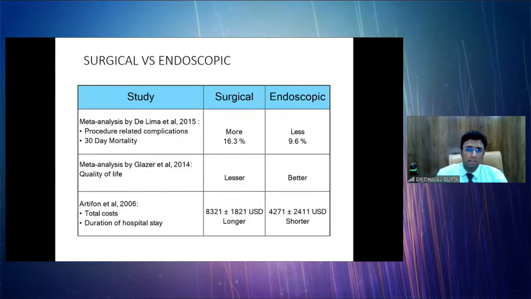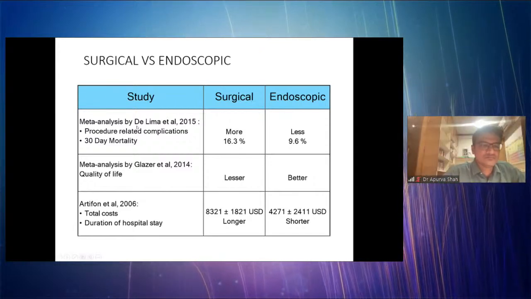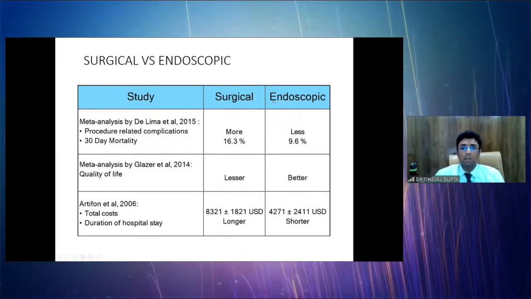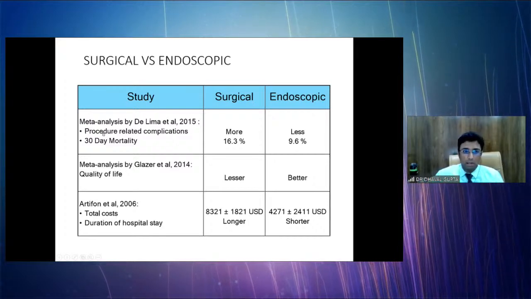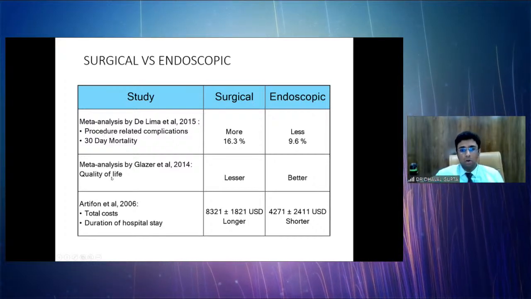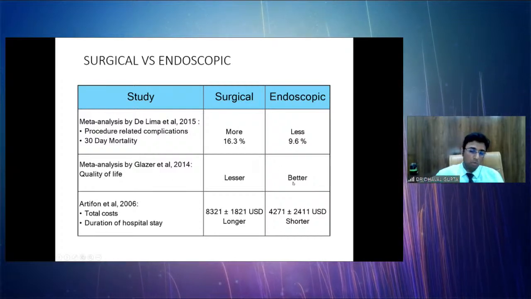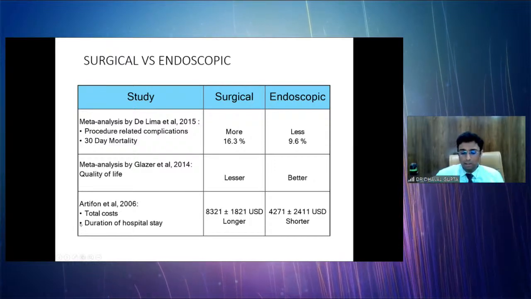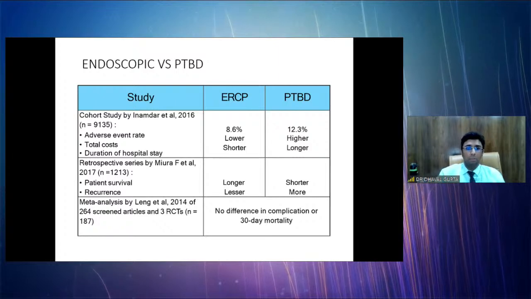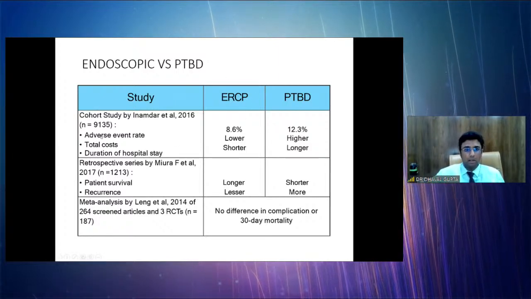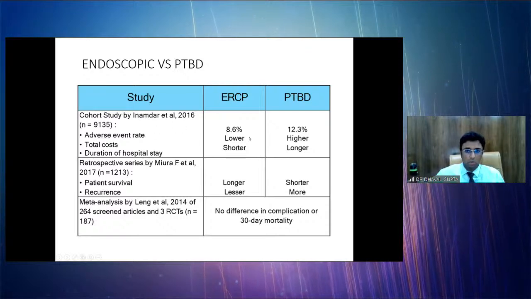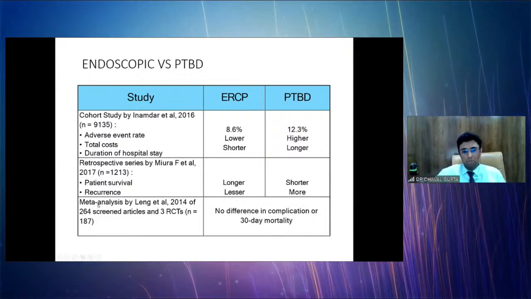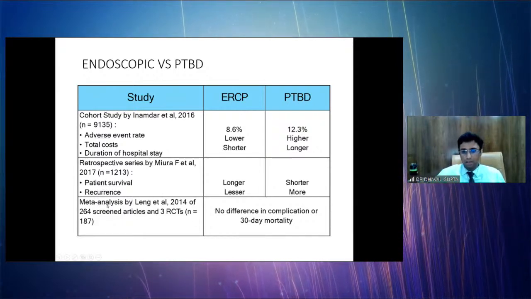Now coming to the surgical versus endoscopic approach, in most studies of palliation we are talking about non-resectable distal biliary obstruction. Endoscopic procedures are associated with fewer complications and less overall mortality. The quality of life is also better with the endoscopic approach, and the duration of hospital stay is shorter. Comparing with radiological procedures like PTBD, adverse events were lower in most of the studies, with overall lower cost and shorter hospital stay. Many studies have also shown no difference in complications or mortality.